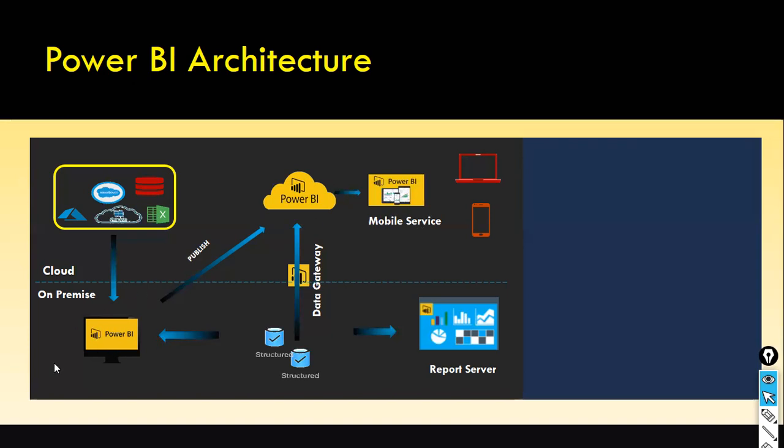If you see the on-premise, that is your office. Within your office, let's say you have a laptop with Power BI Desktop installed, and also the report server. If you see the components here, Power BI Desktop is one of the components, another is the Power BI cloud service, and then the mobile service and reports. So these are the various different components. Apart from this, you have the data gateway. This is another component. Now we will see what each component is all about.